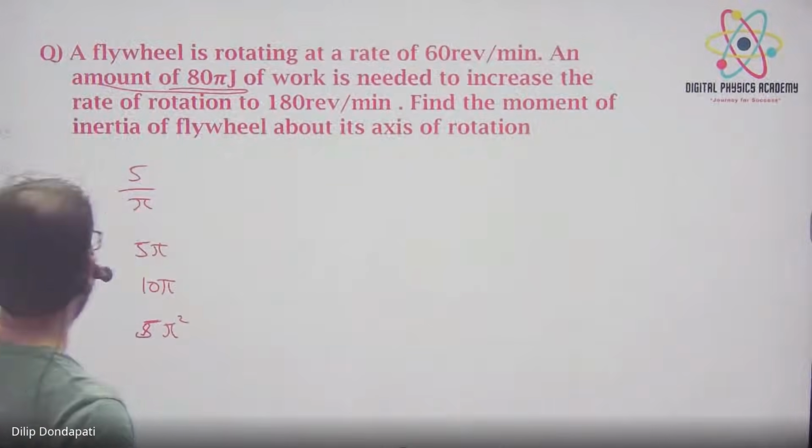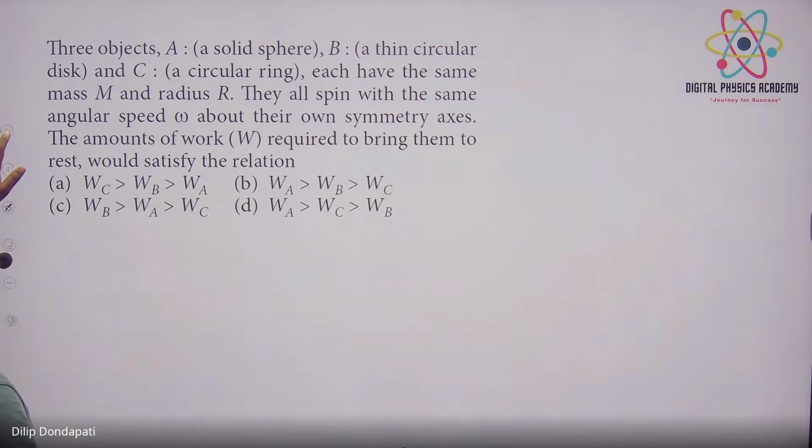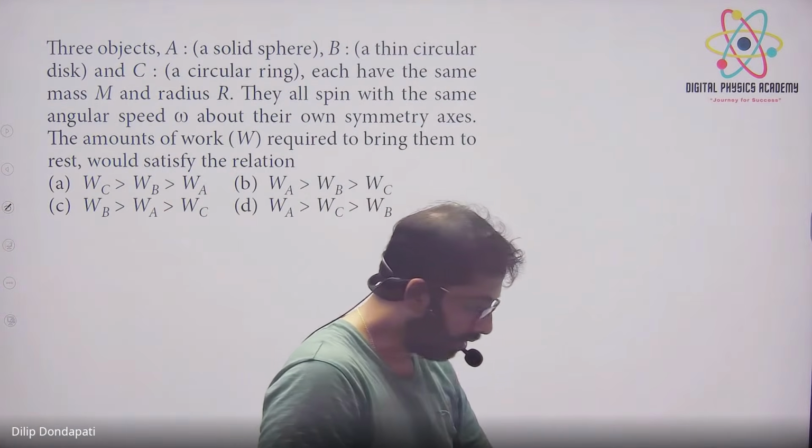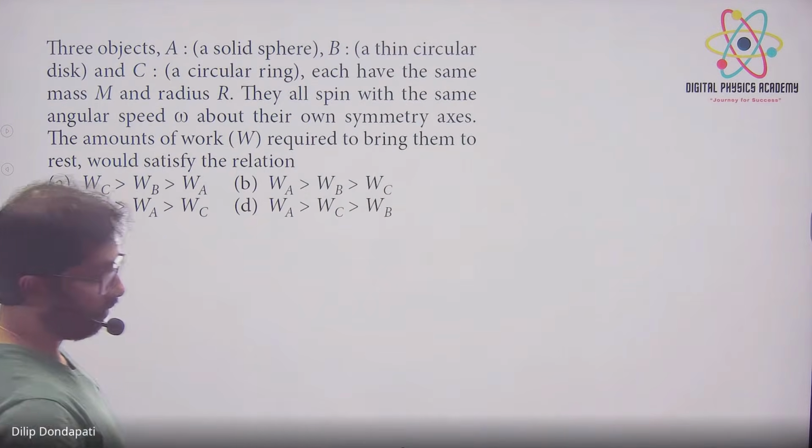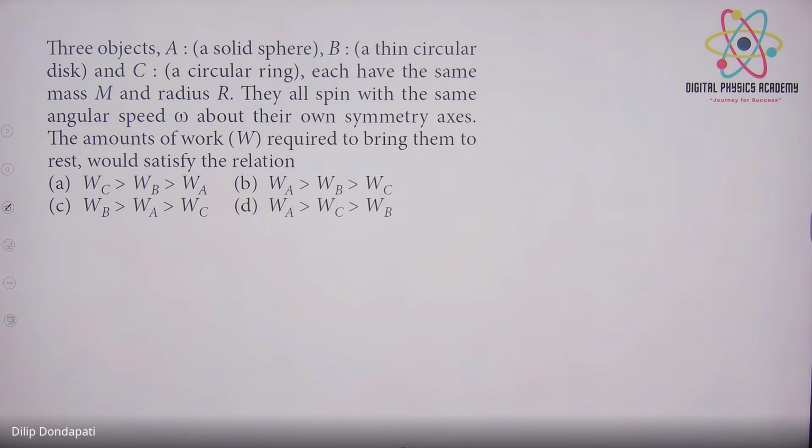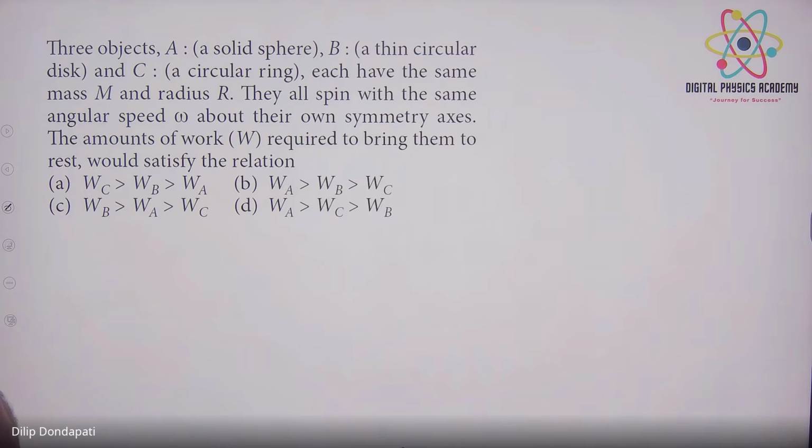So 5 by pi. Yes, correct. 5 by 5 is the answer. Actually, do it directly, you can also tell directly. So it should be B. No, not B. Sorry. A.